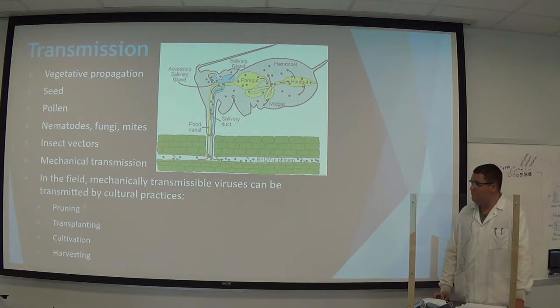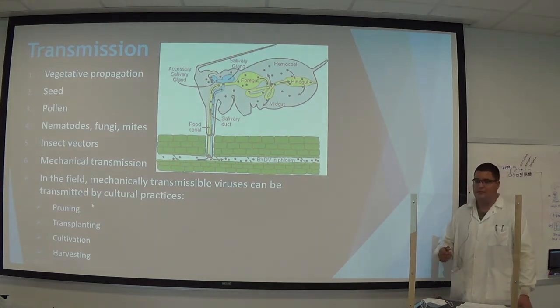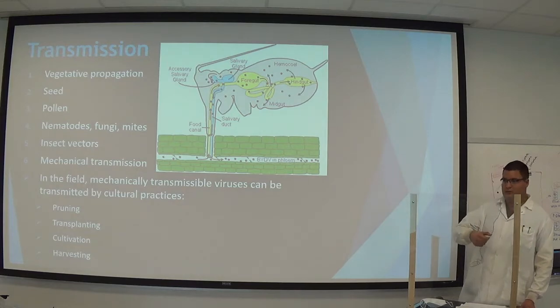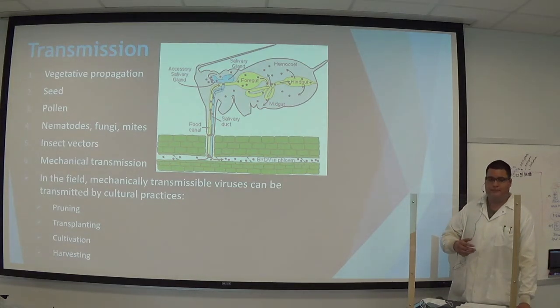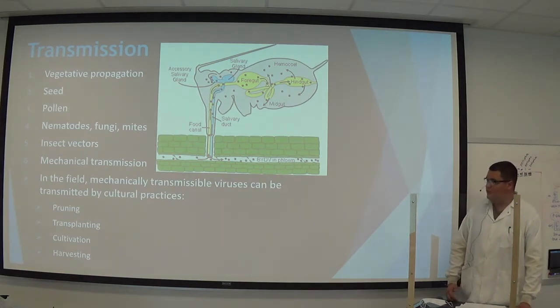In the fields, with typical cultural practices, these mechanically transmitted viruses can be moved around quite easily, such as when someone starts pruning plants without cleaning the utensils. They'll snip a branch off of an infected plant and then use the same shears on a healthy plant. Also, when transplanting, you can damage the roots, with cultivation as well, and with harvesting.